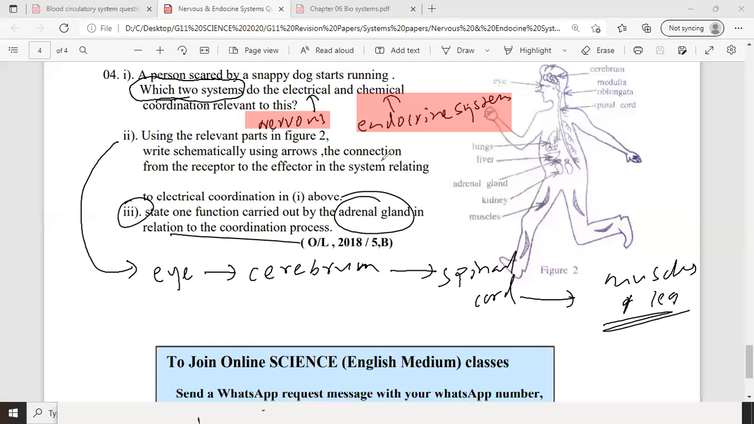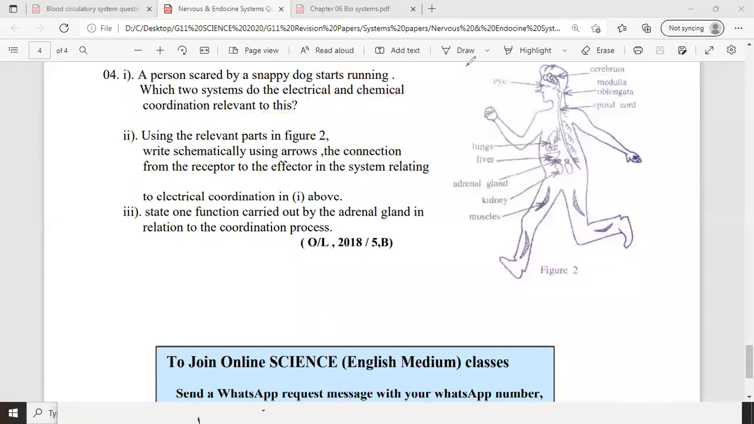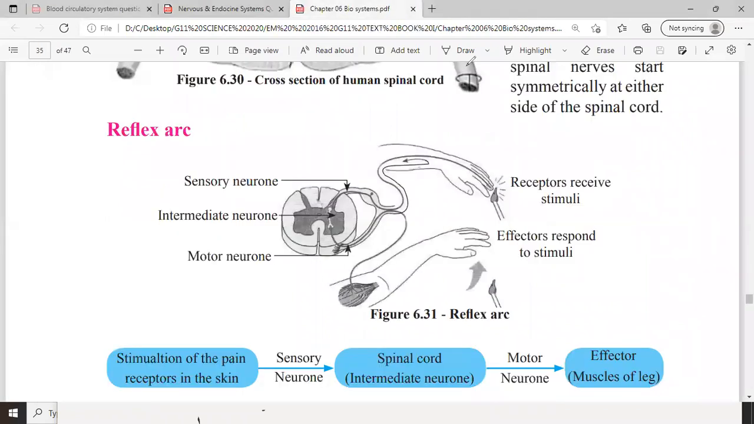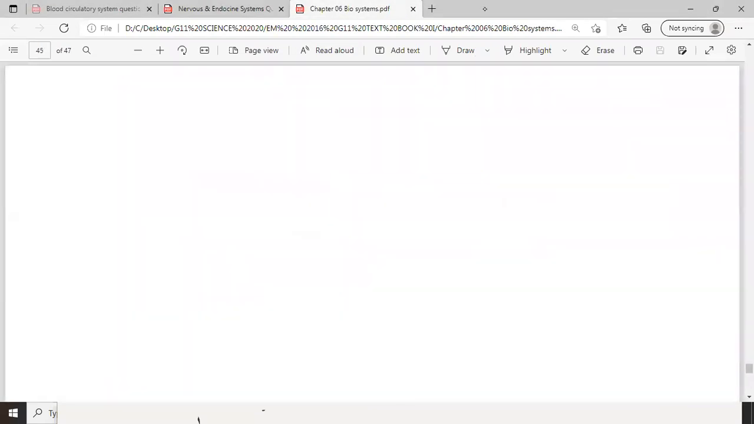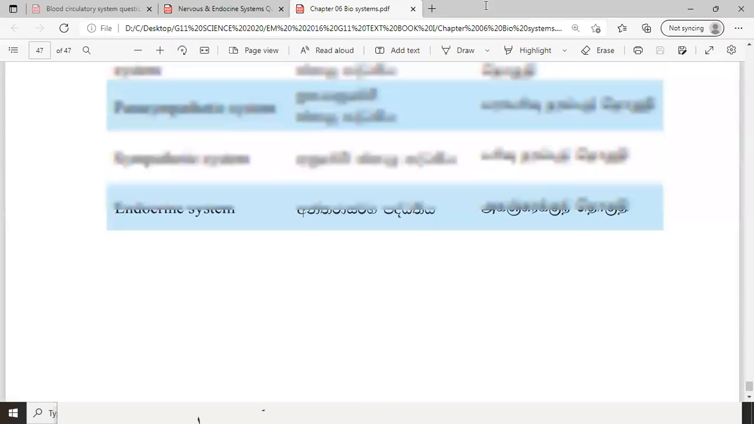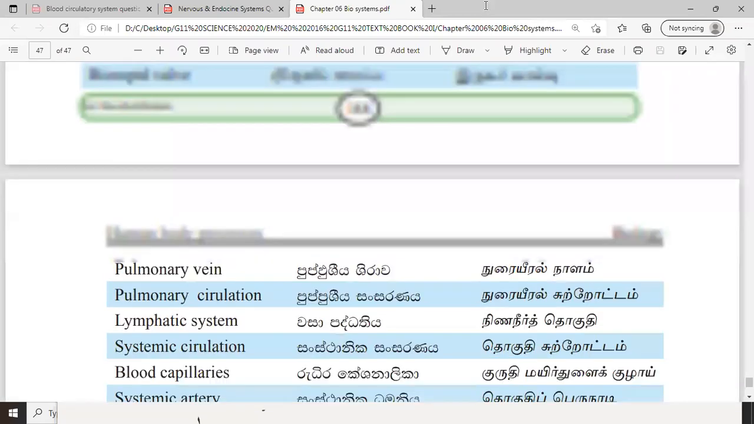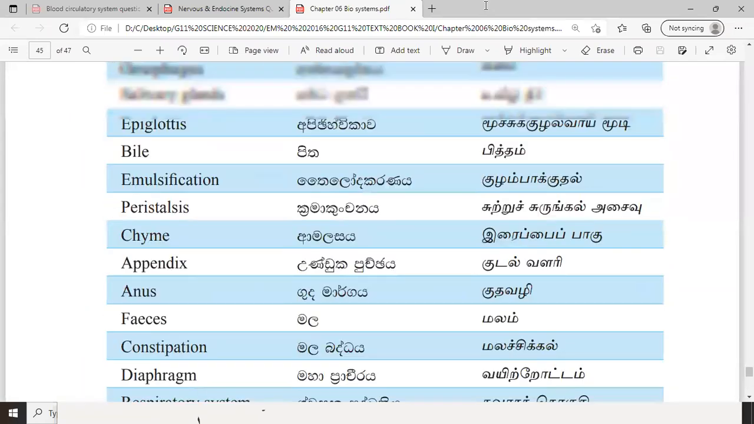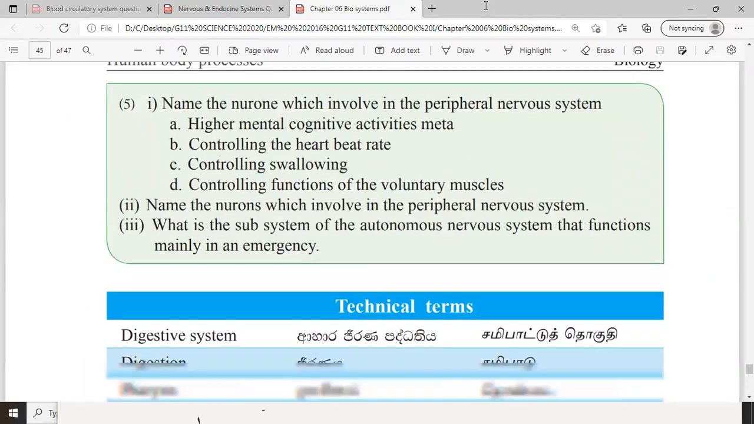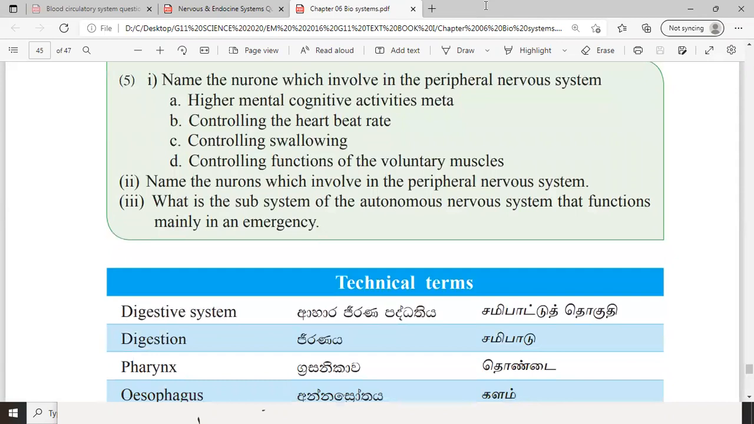Right. Then next one I'll read this. Now let's see the question. There are a few questions at the end of this textbook exercise from the system lesson. I don't know how many of you have done this before, but anyway. What is the answer for question number 5 part A? Name the neuron involved in the peripheral nervous system.